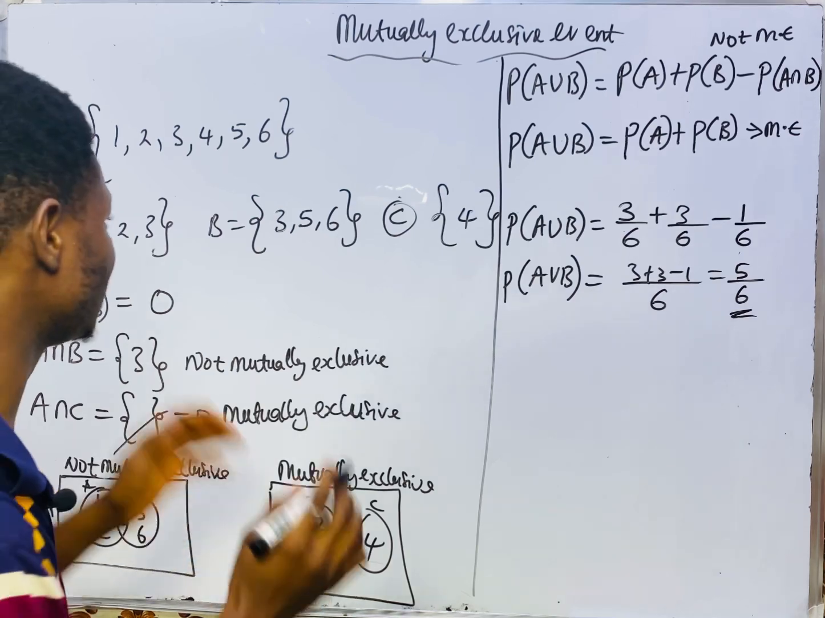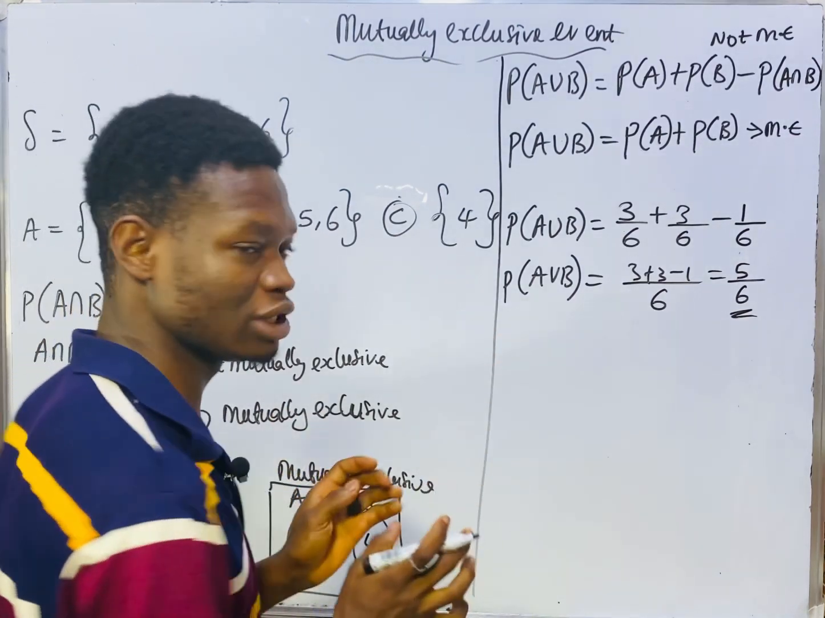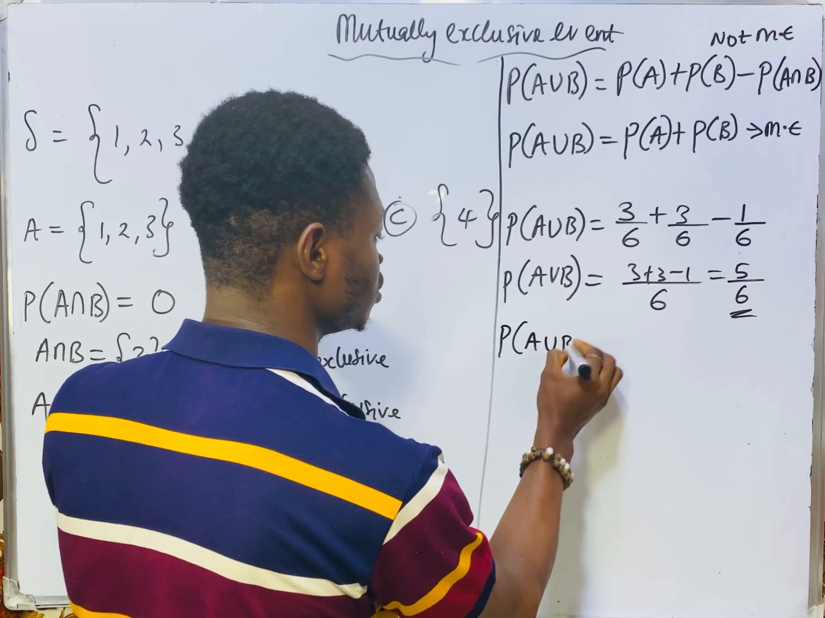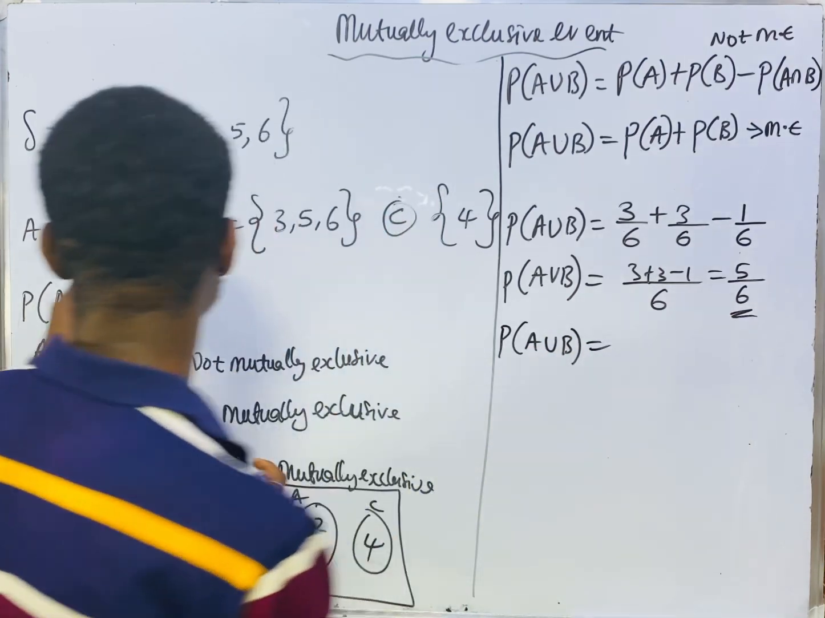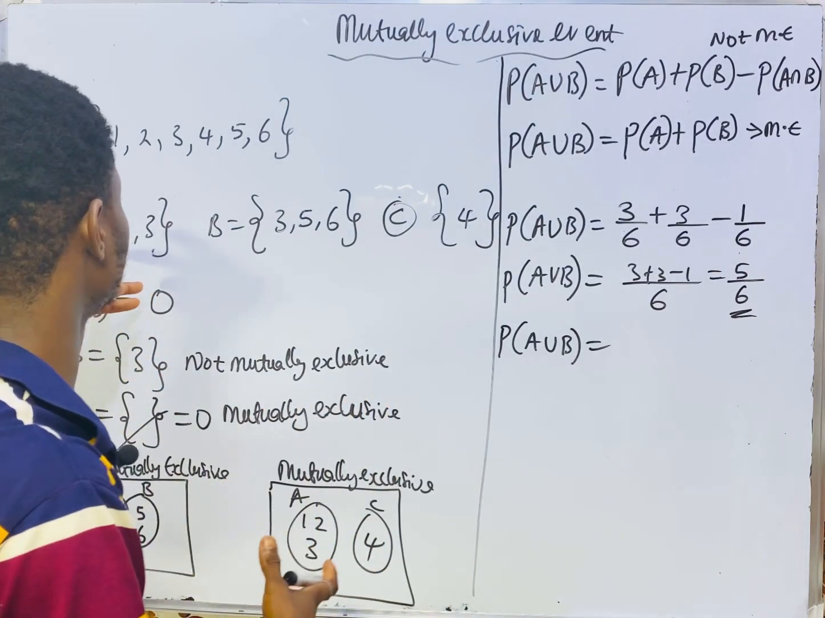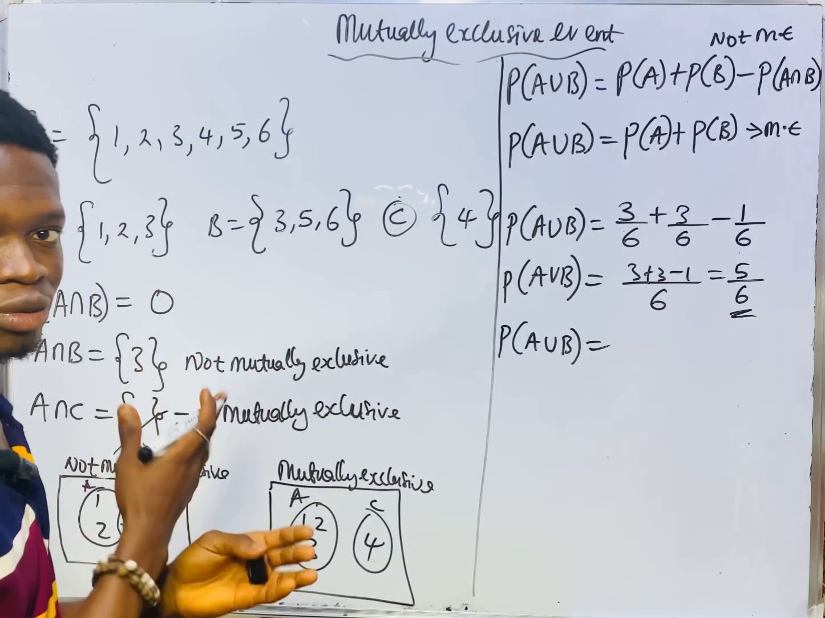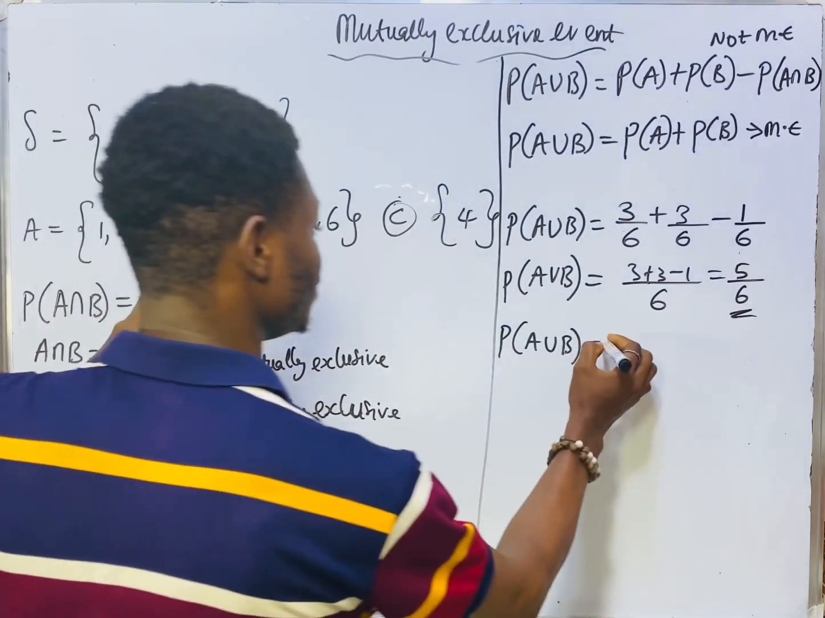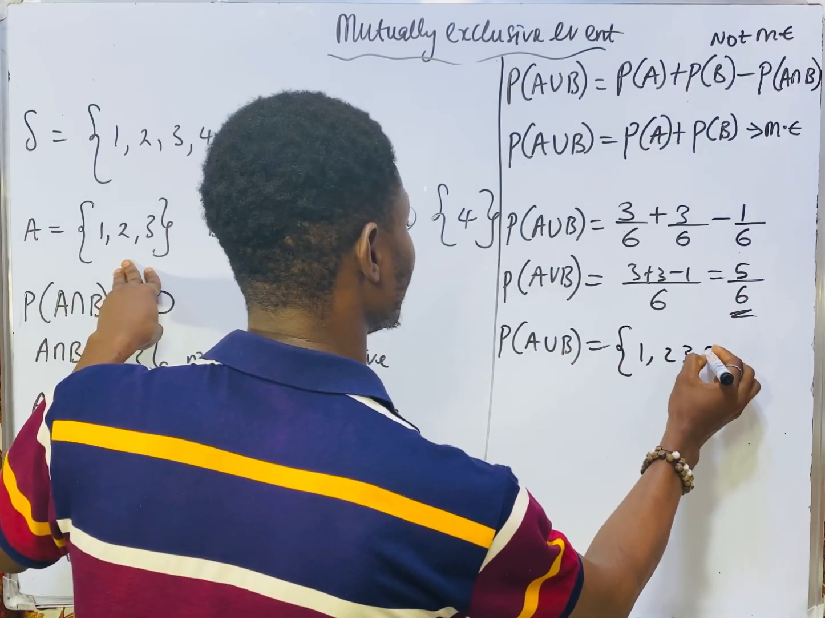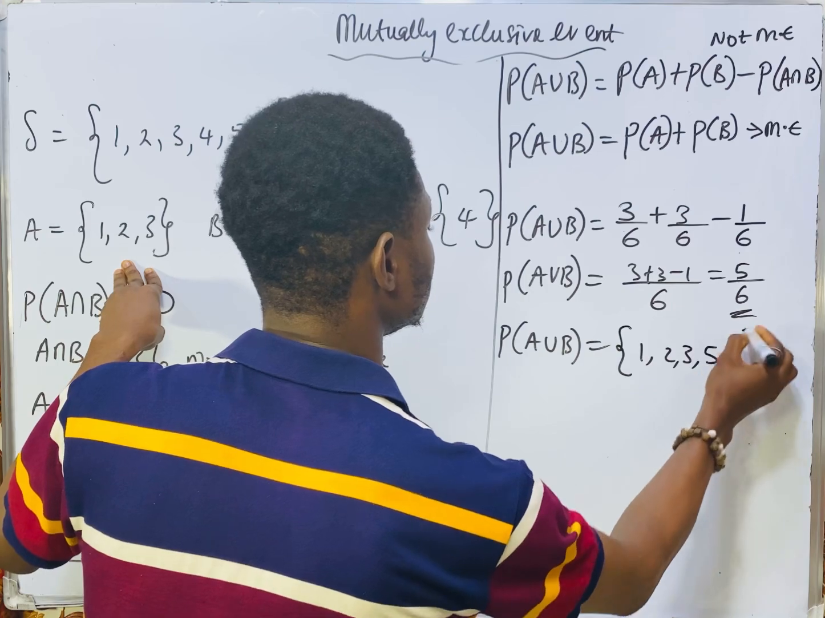Let's check whether we are correct using the normal union of sets, so that we know whether we get the same answer. This is A union B. A union B means bringing A and B together without anything repeating. So we are having 1, 2, 3, 5 and 6. You see it now.